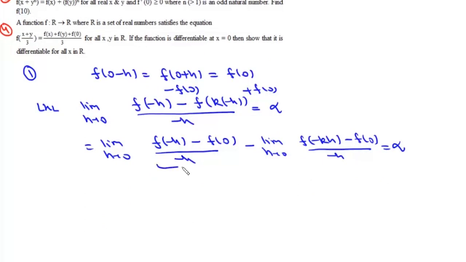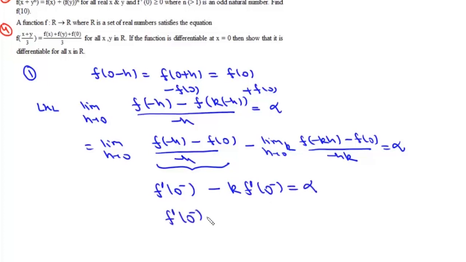Now this is nothing but the left hand derivative at 0, so it will be f dash 0 negative. Here, if we multiply and divide by k, this again is f(0 minus kh) minus f(0) upon minus kh, so it will be the left hand derivative at 0. So this is k into f dash 0 negative, that is equal to alpha. So from here we can say the value of f dash 0 negative is alpha upon 1 minus k.